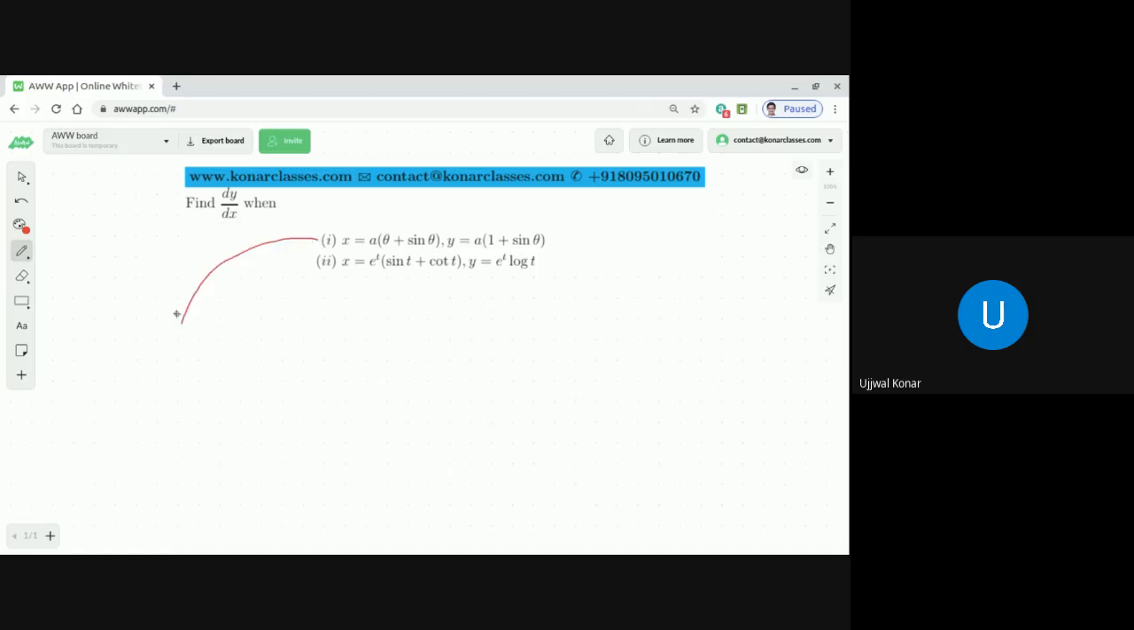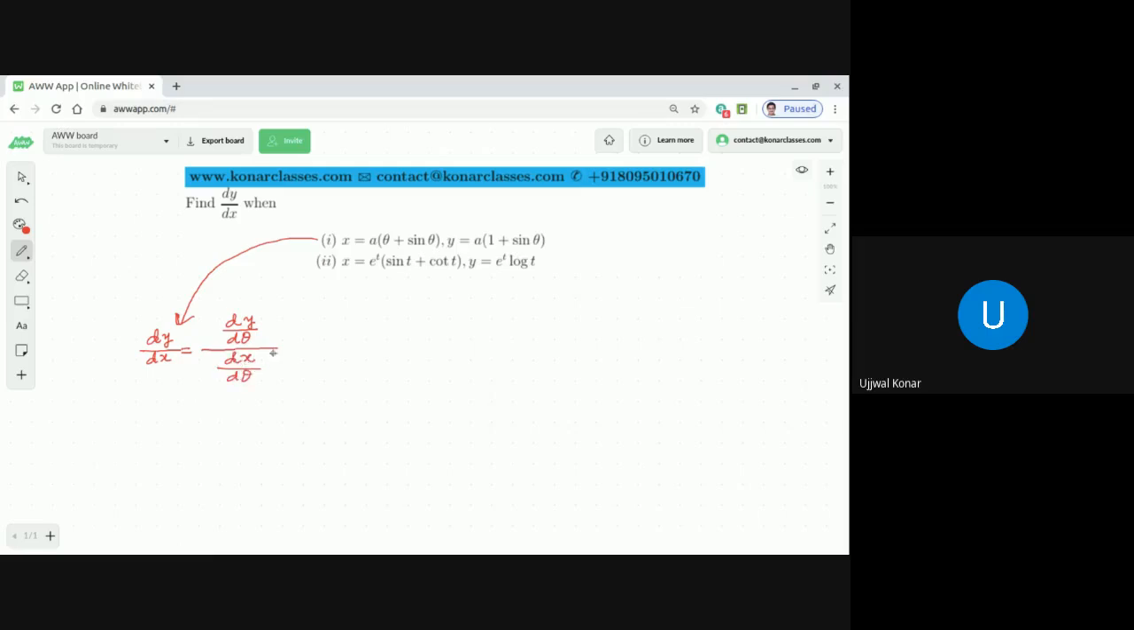Based on our understanding, what do you know about dy dx? dy dx should be equal to dy d theta divided by dx d theta. Correct or not? I got cos theta by 1 plus cos theta. That is precisely the correct answer, thank you very much.